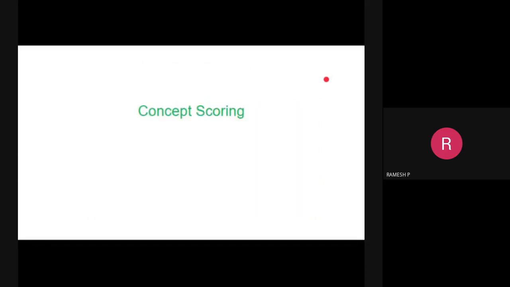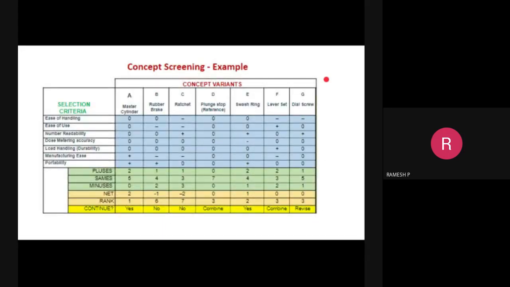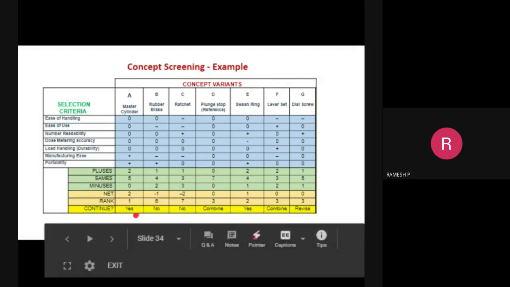As I said earlier, what is the role of concept scoring? Concept screening, we have screened it, we have filtered it. Scoring is a more detailed analysis. This stage is used when increased resolution will better differentiate one concept from another. In the previous stage, we saw 7 different concepts. From that, how am I going to come up with 2 or 3 concepts? Obviously, here we take concept A, which has rank 1, and concept E, rank 2.